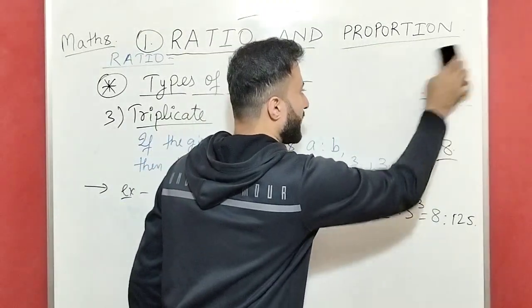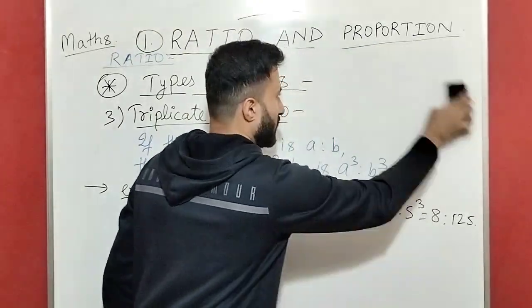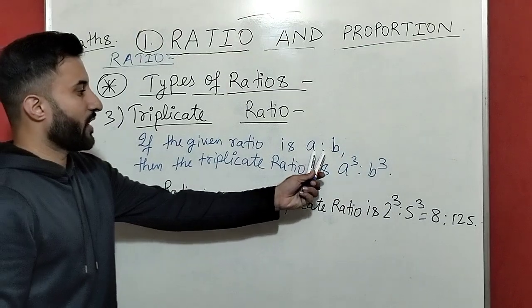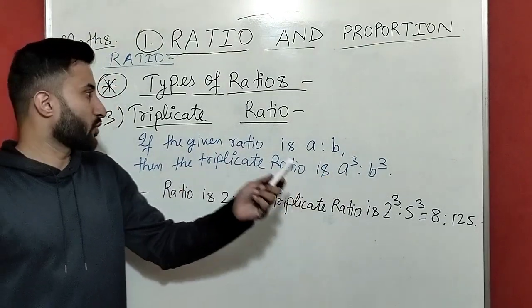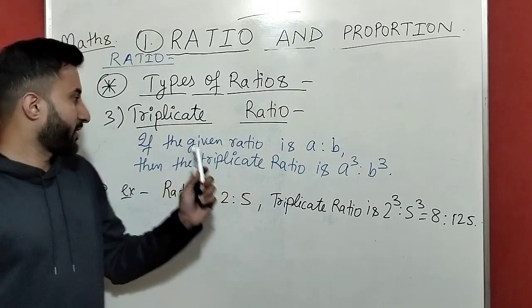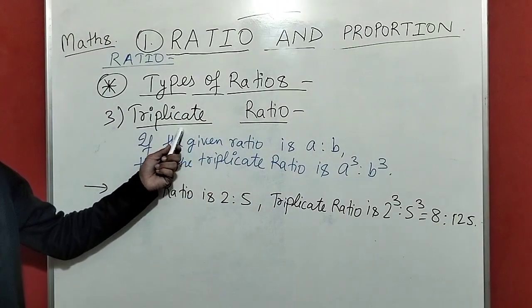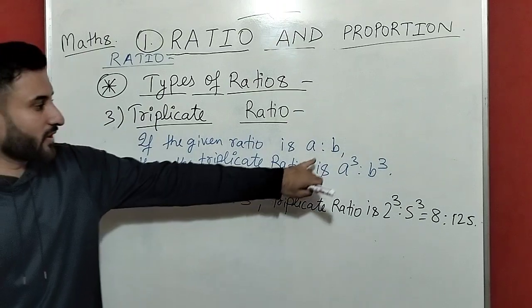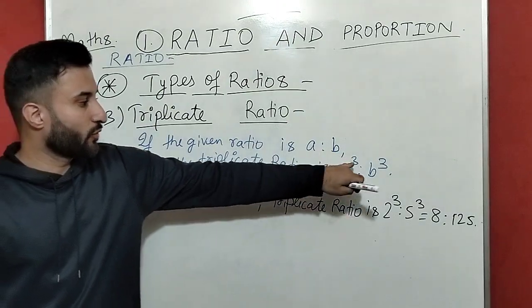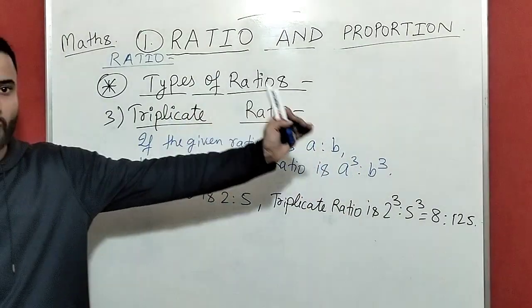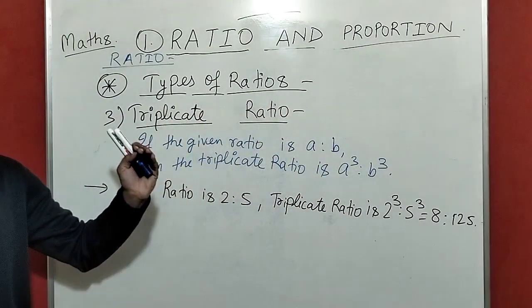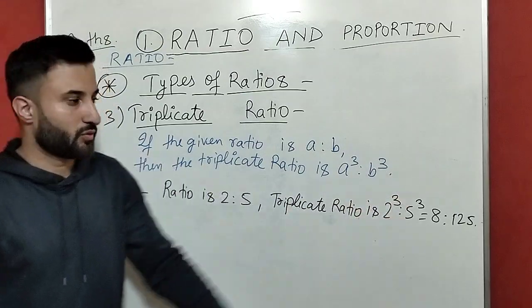So this is for duplicate ratio. Whatever the given ratio, we have to do the square of that ratio. So that is a duplicate ratio. For triplicate ratio, whatever the given ratio is, we have to do the cube of that ratio. Duplicate means square of that ratio. Triplicate means cube of that ratio.